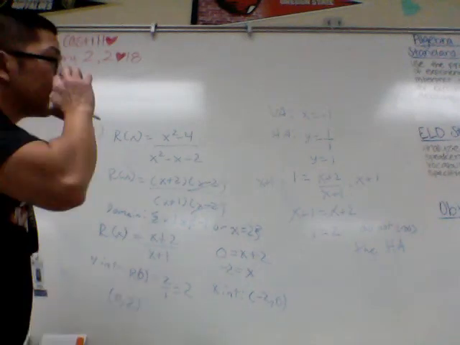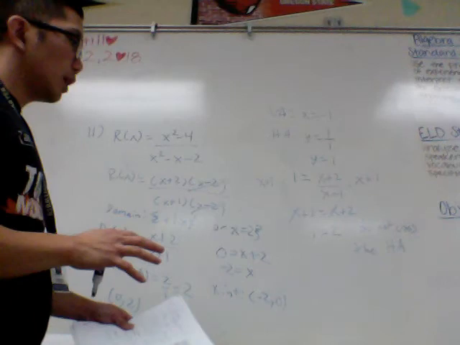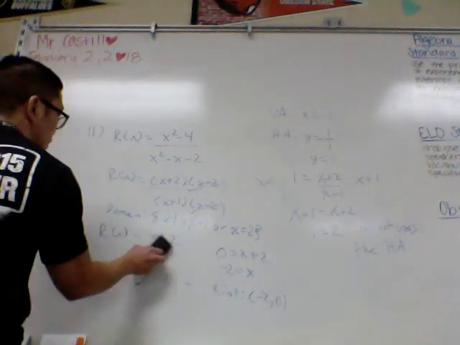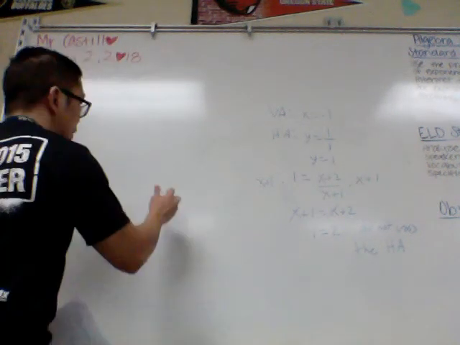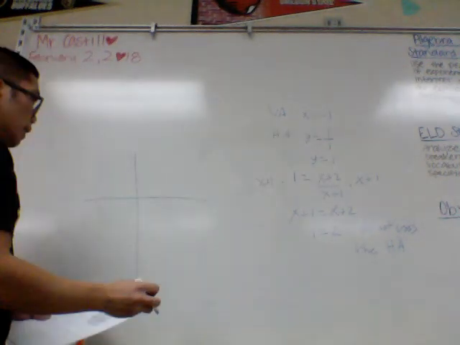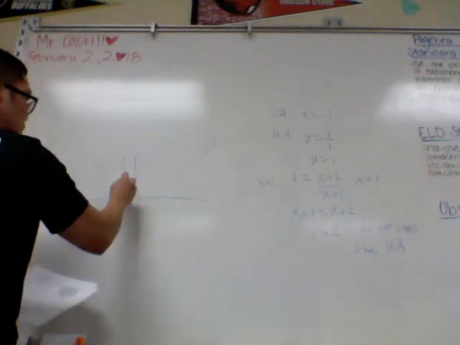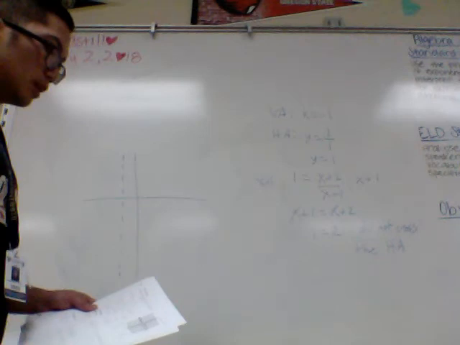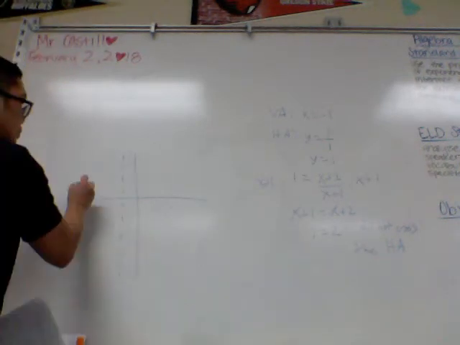So we have all the information, and now I'm going to go ahead and graph it. Okay. So if I graph it, I know I have a vertical asymptote at negative 1, and that's my only vertical asymptote. So my horizontal asymptote is at y equals 1.